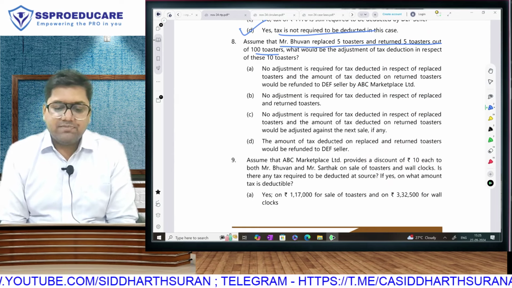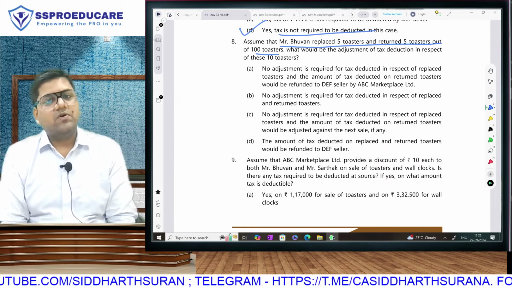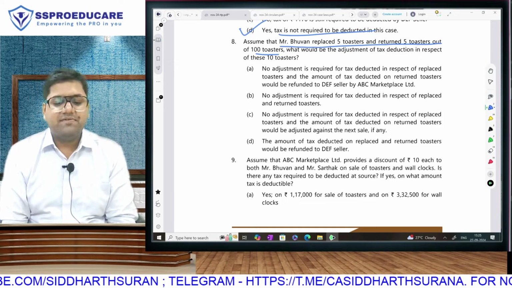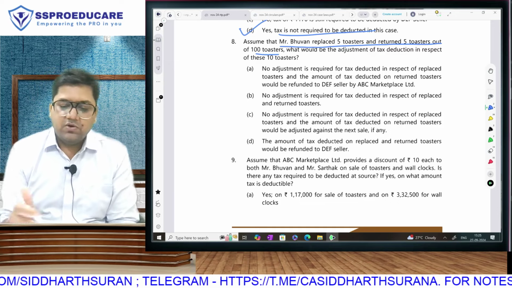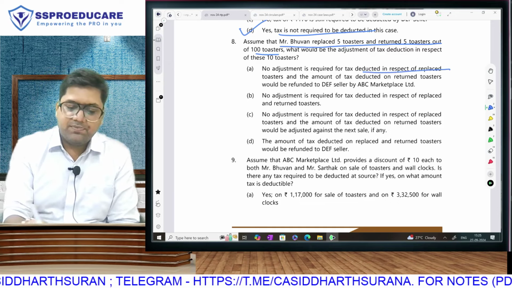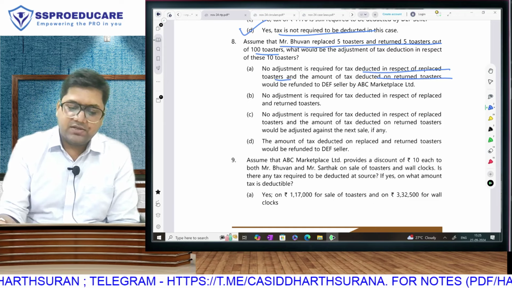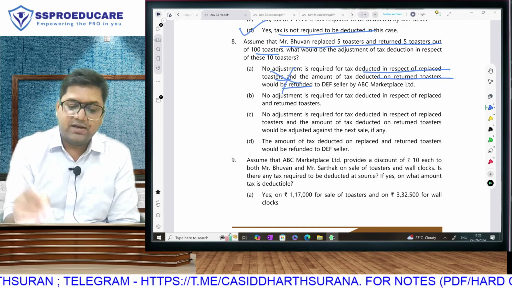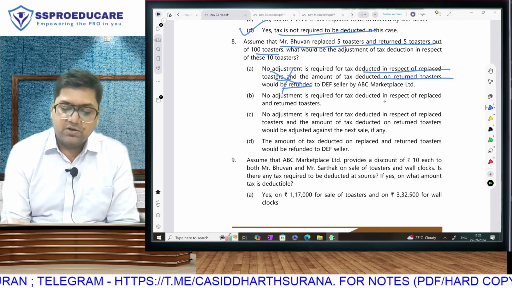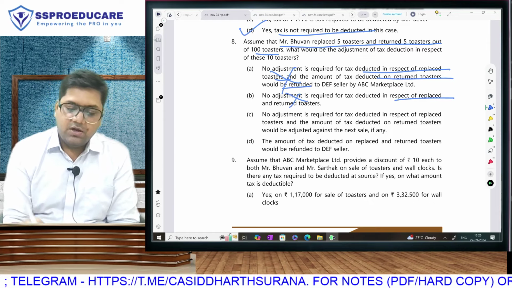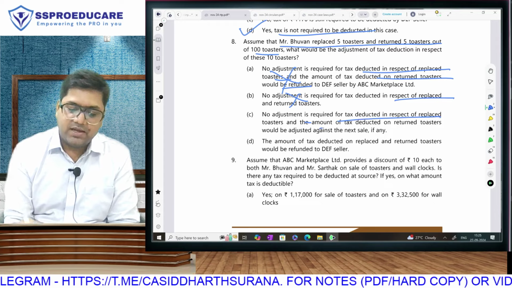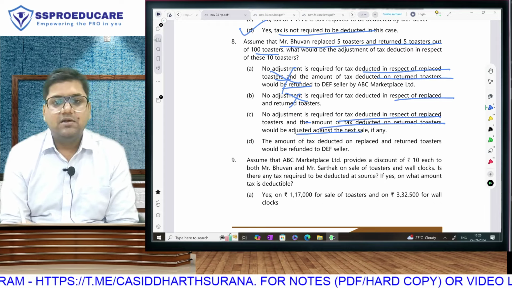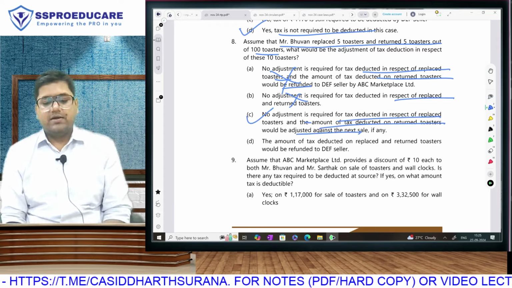Next, assume that Mr. Bhuvan replaced 5 toasters and returned. So we already know replacement ka no adjustment, and return ka we will adjust in the next. So no adjustment required for replace, and amount of TDS on return toasters would be refunded. It will be adjusted in the next sales. No adjustment in respect of both, wrong. No adjustment is required for replaced, and amount of TDS will be adjusted against the next sale. This becomes the correct answer.